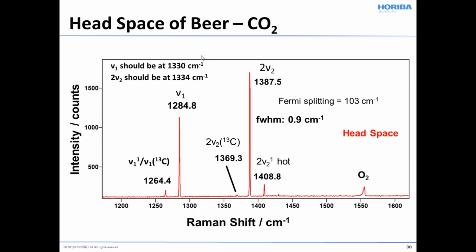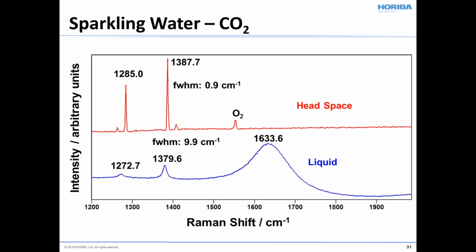So if we look at the spectra of the headspace of beer, what should you expect to see? Carbon dioxide, and indeed we do. So I'm not going to go through the assignments of these bands or Fermi resonance and so forth, but I just want to show you how, with so little background and with the appropriate spectral resolution, here we've got 0.9 wave numbers, the full width half max of this peak, you can readily perform vapor phase headspace Raman spectroscopy. And so you can see the oxygen in the headspace of the beer sample as well.